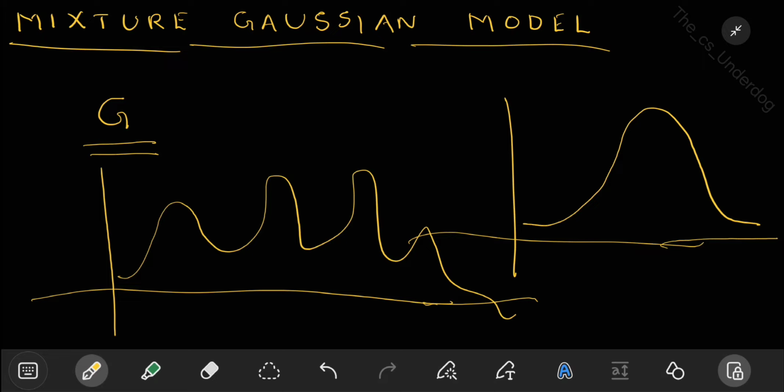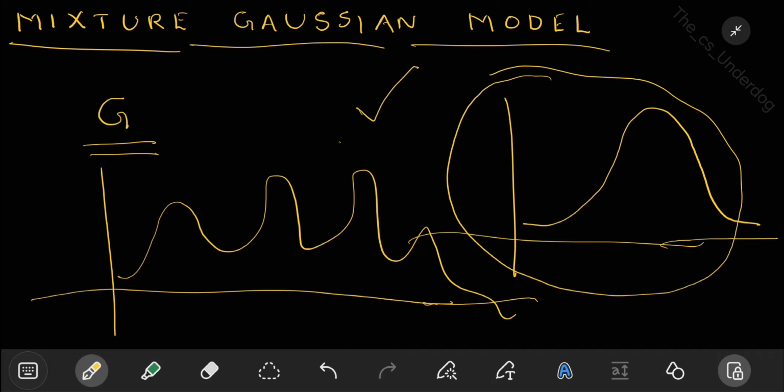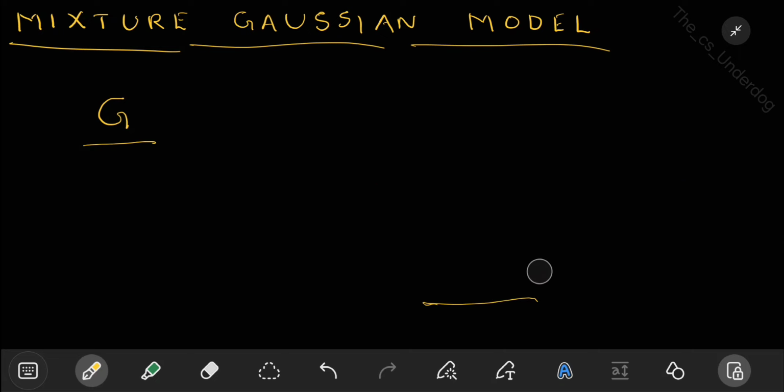But this is where the mixture Gaussian model comes to the rescue. If you take any real world data set, you would ideally be able to depict it using a mixture Gaussian model. And what is a mixture Gaussian model? Let us understand using an example. So I'll rub this off. Let us take an example, because from an example and a graphical representation, it is easier to understand mixture Gaussian models.